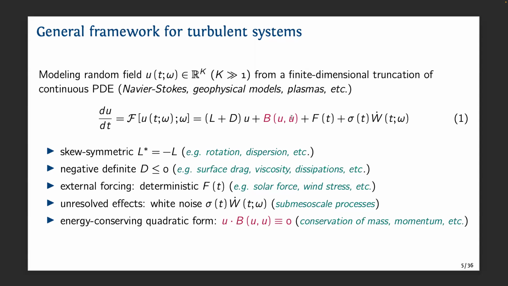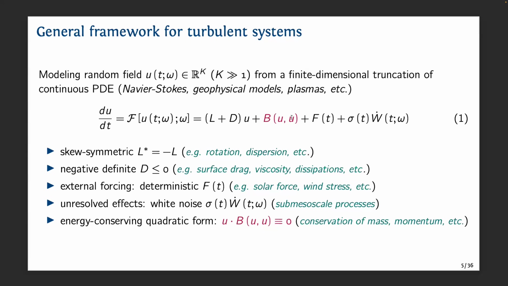So stick to this example, the rotation and dissipation effects can be characterized as a linear part, and usually the energy conserving part is a skew symmetric matrix or operator, and the dissipation is a negative definite part. And also there are different types of forcing terms. So this is also, by convention, decomposed into a deterministic part, and all the unresolved effect is a white noise. But the white noise is not essential, the most important factor is actually from the nonlinear term.